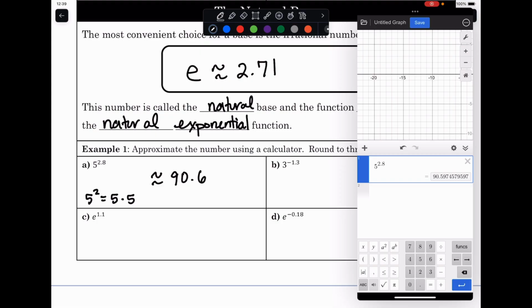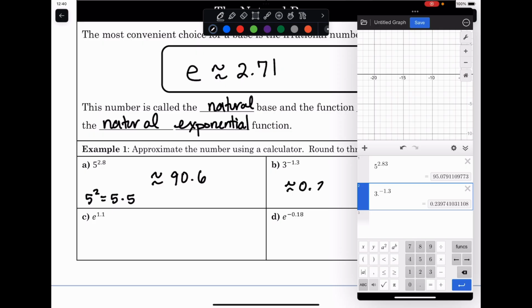And we can even do it if our exponent is a negative value. So if we have 3, like in the next example, and we're going to raise that to the negative 1.3 power, that equals approximately 0.24. So that's the approximation.